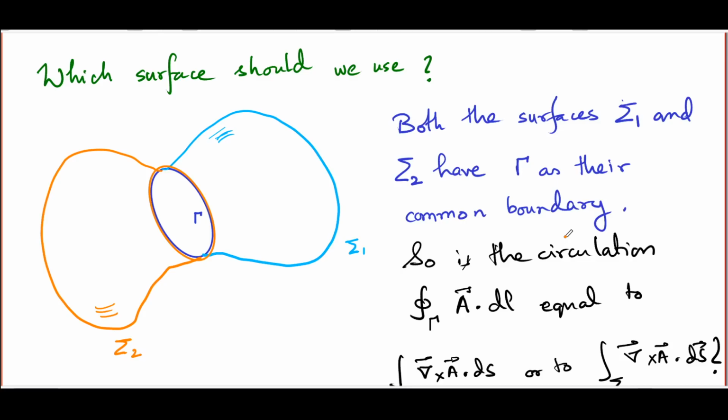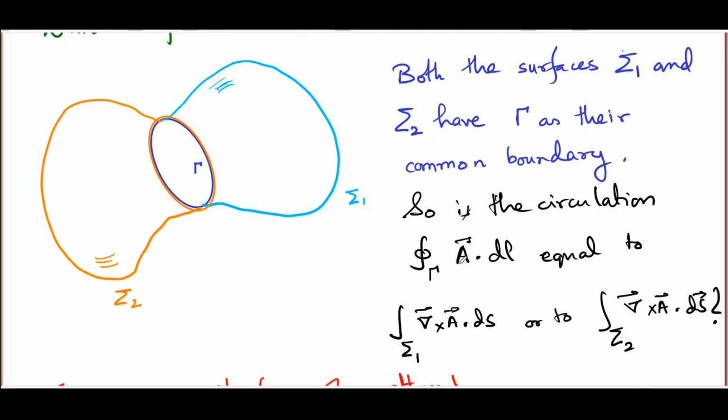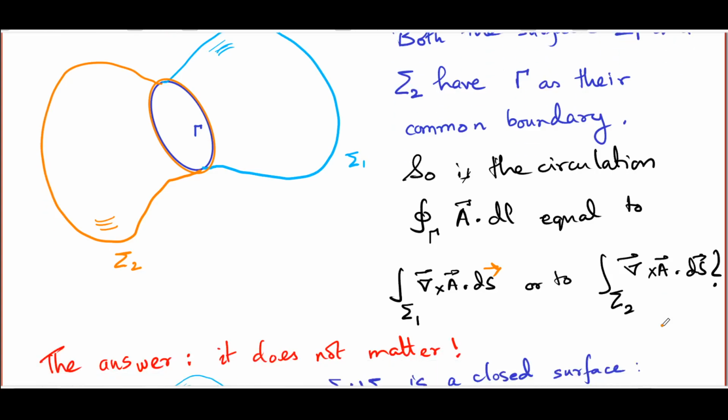So the question is, when I calculate the circulation ∮A·dl and try to relate that to the surface integral of curl of A dot dS, which of the two surfaces should I use, sigma 1 or sigma 2? What does Stokes' theorem say? Is circulation ∮A·dl equal to curl of A dot dS over sigma 1 or curl of A dot dS over sigma 2? And the answer is, it does not matter which surface you choose.